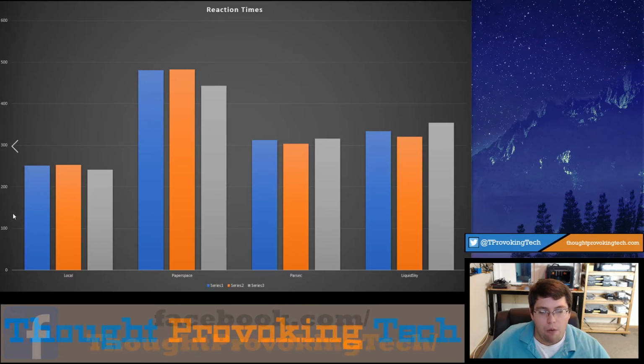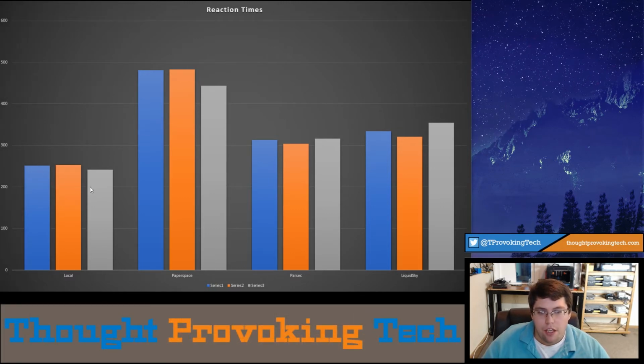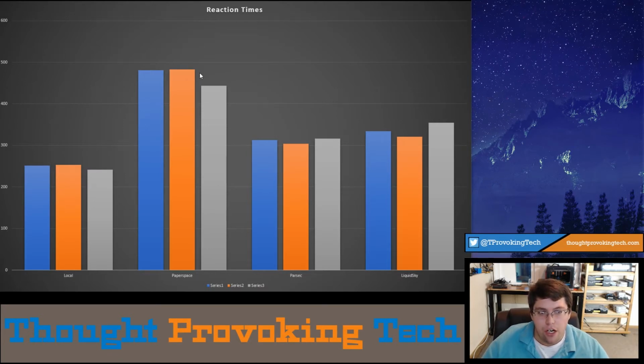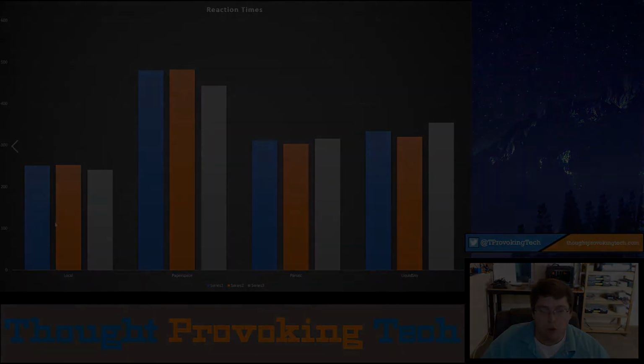I probably could have got away with only doing the test once. As you can see, the tests are fairly close, except for the Paperspace. There was a pretty big jump here, but the added latency is so much there that the results had a wider swing than my local test did.